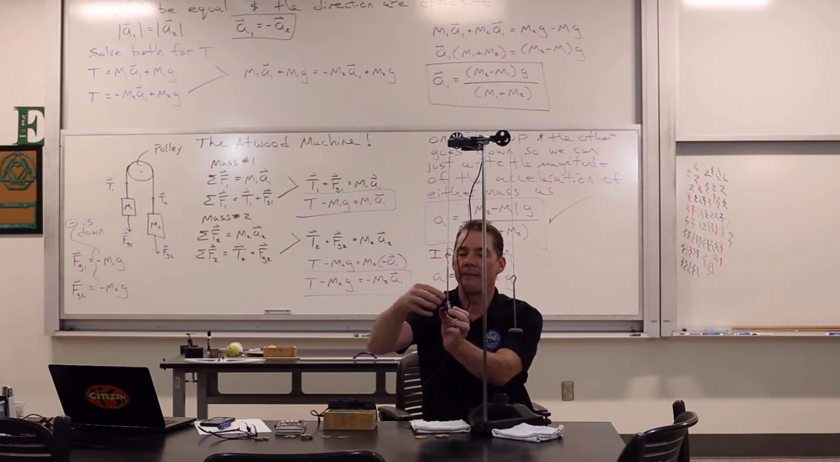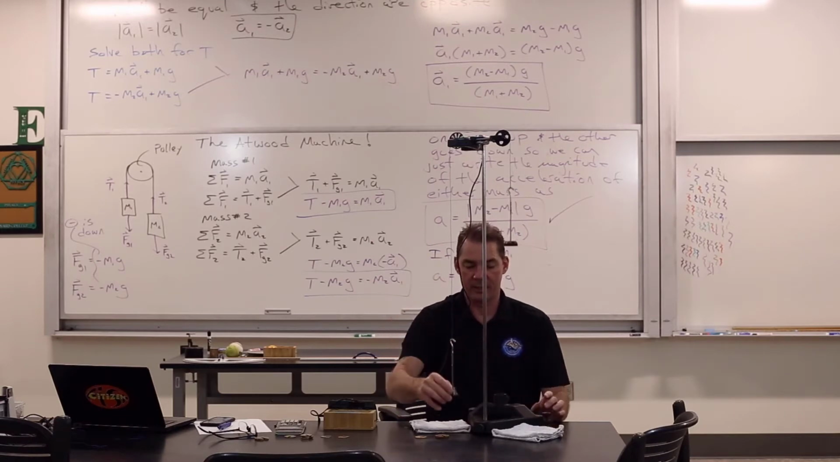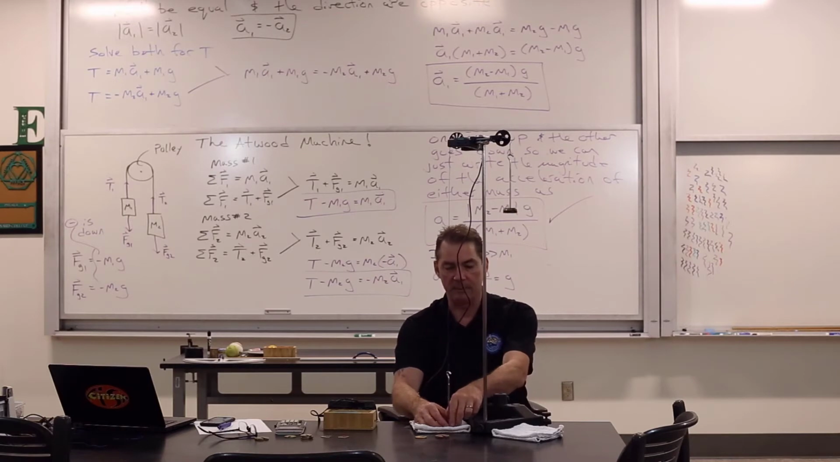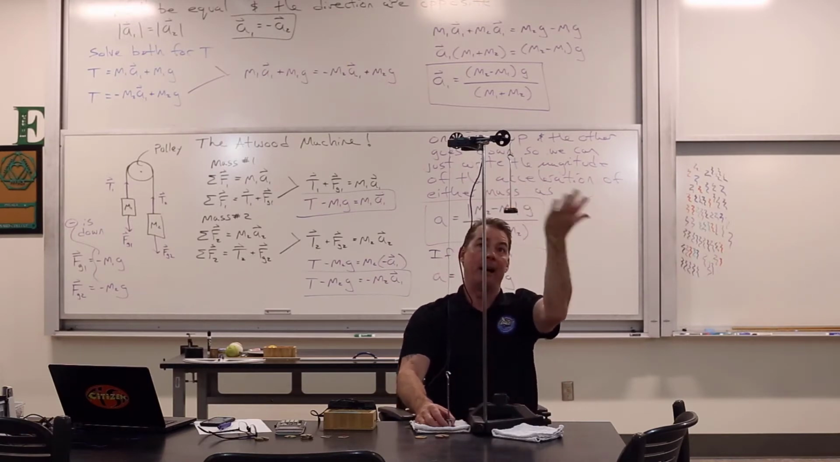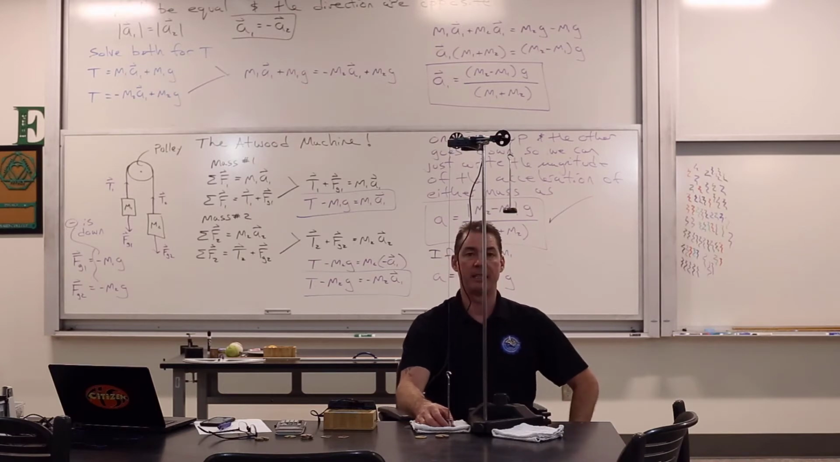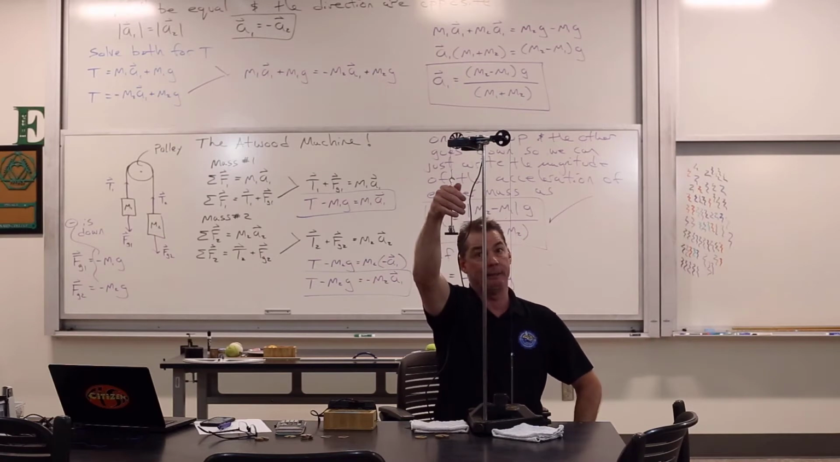5, 5. So now this one has 80, this one has 120. So we got a nice mass imbalance, and what we ultimately want to do is take some data of this one descending and this one rising up, ascending, and figure out what the acceleration of the system is when you release it from rest, and it moves.